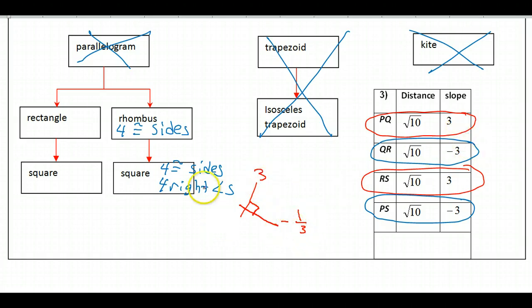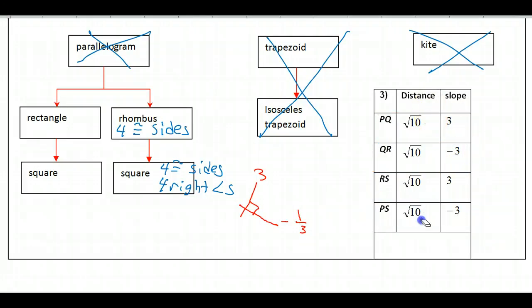Now, if this is going to be a square, it has to have 4 right angles. So it would have to have opposite and reciprocal slopes as I go along. But is that what is happening? I have my 4 congruent sides already, so it's a rhombus. But when I look at these slopes, look at these consecutive slopes.